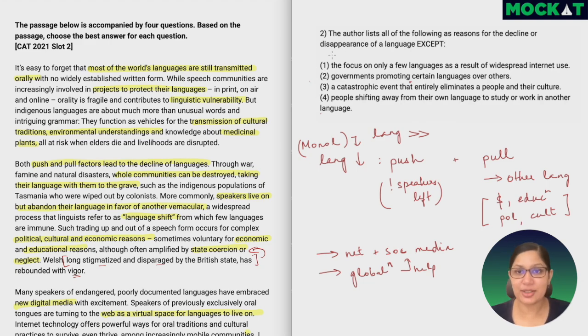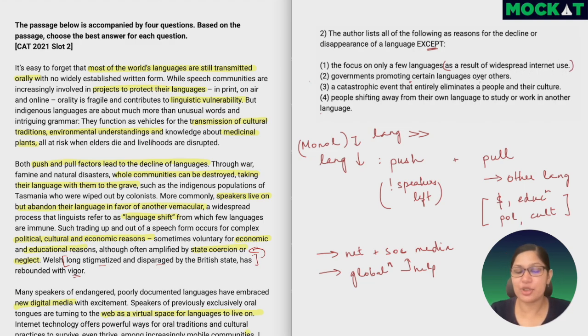Whatever's left becomes the right answer. Make sure you don't miss this and make a silly mistake. The focus on only a few languages as a result of widespread internet use. Okay, this is definitely not there. Focus on a few languages is fine, that is monolingualism, but it is not because of widespread internet use. In fact, the internet is given as a solution.